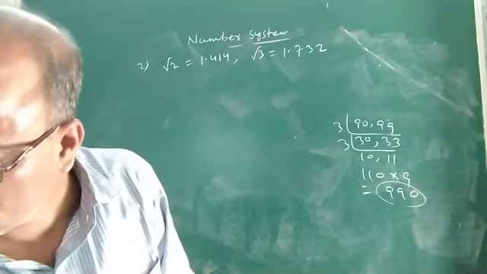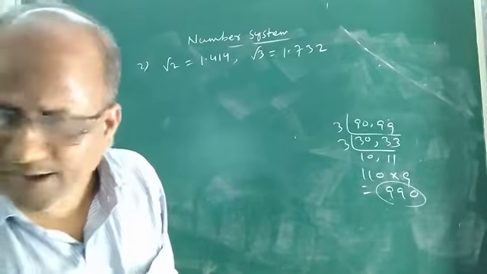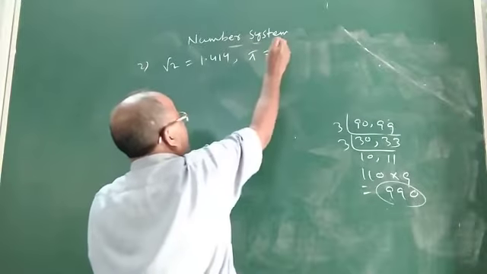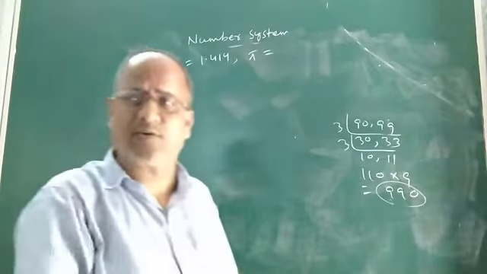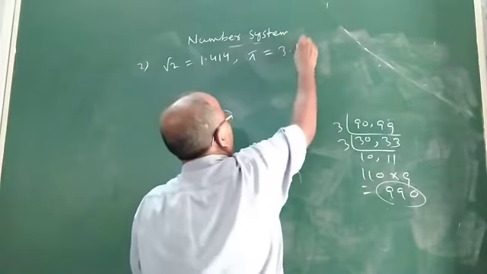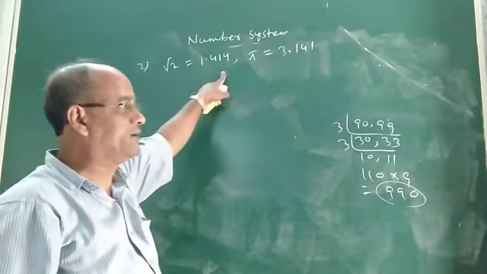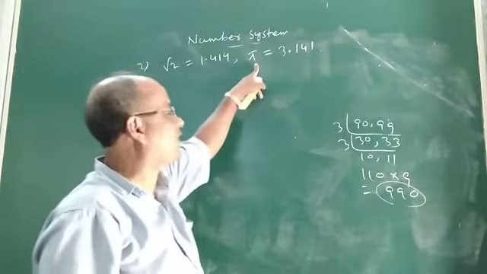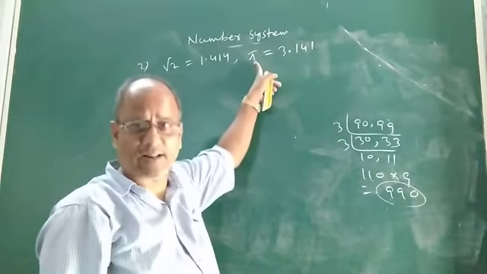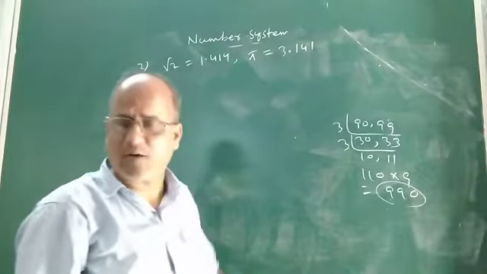What is the question? Suppose pi, the value of pi, you know what is pi? Pi is a constant whose value is 22 by 7. Suppose pi is given 3.141. See, so you are given the value of root 2 correct to 3 decimal places, and you are also given the value of pi. Pi is an irrational number. It is not a rational number. Its value is suppose given 3.141.